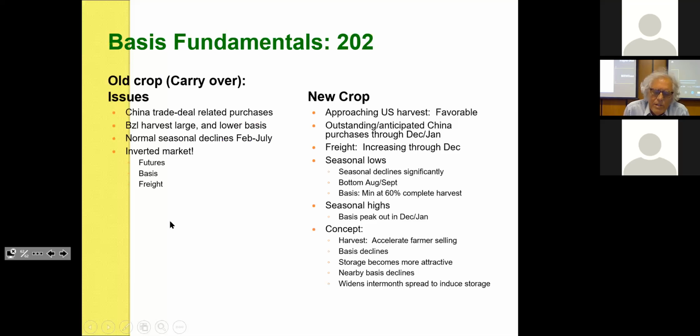And the last point is, in concept, what goes on in these markets is we have an inversion now. We're going to have harvest. Farmers will accelerate their selling. The effect of that will lower the spot nearby bases. Storage becomes attractive, so people begin storing at elevators, processing plants, and at farms. That will force the nearby bases down, which will have the effect of widening the intermonth spreads in order to induce storage into the period of time January, February.